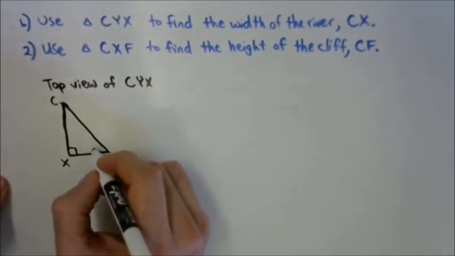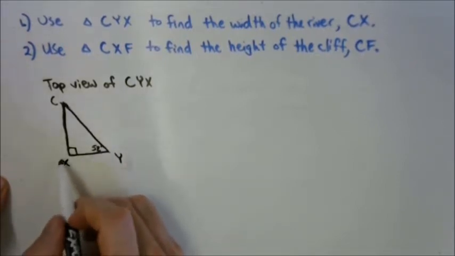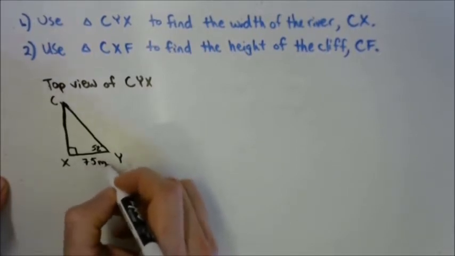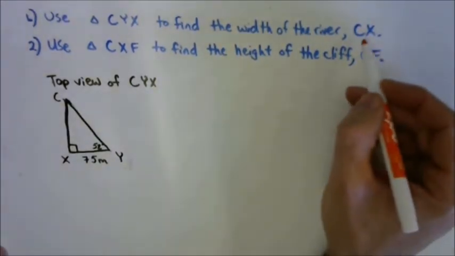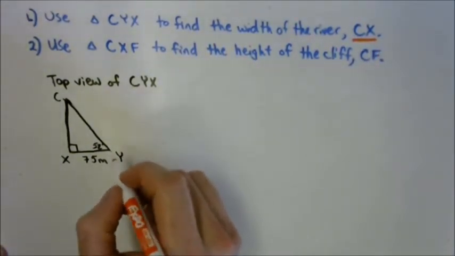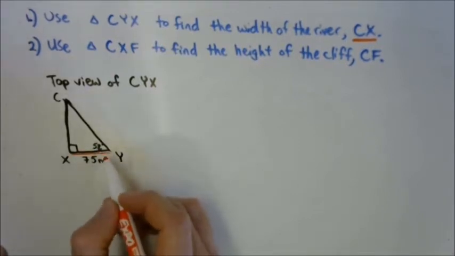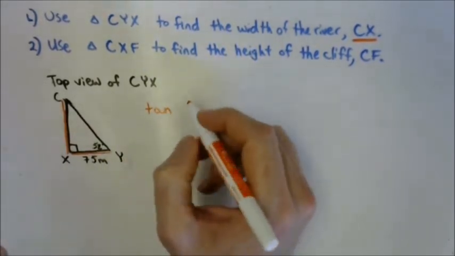We're given the measure of angle Y, 52 degrees. We're given that X is a right angle, and we're also given the length of XY, 75 meters. Which primary trigonometric ratio are we going to use in order to find the length CX? We've got an angle, an adjacent side, and we're looking for the opposite side. We're using tan again. Tan seems to be a fan favorite.